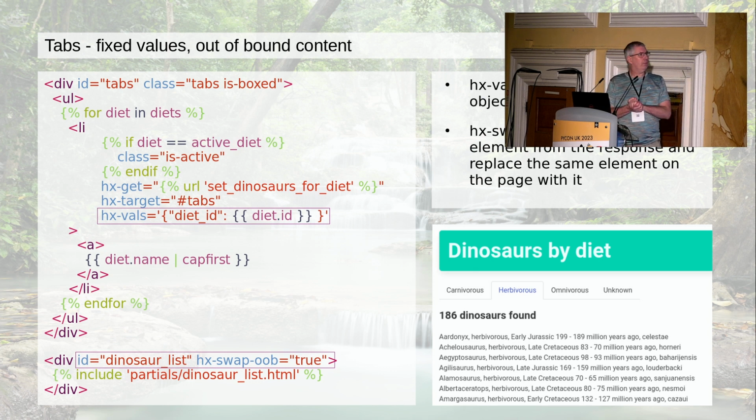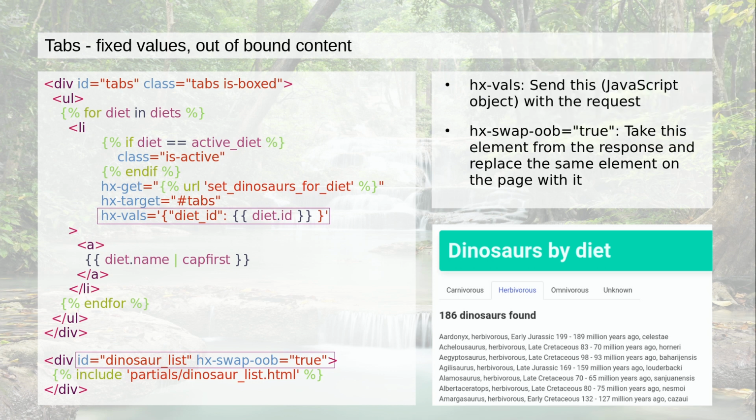So here we've got 4 tabs on the right. In the HTML, they're actually list items styled to look like tabs, but they look like tabs to us. When you click on the tab, it should request a new list of dinosaurs. It will also send the required diet. It needs to send along which particular diet we're looking at. So it needs to say, okay, we want the carnivorous or herbivorous or omnivorous or other.